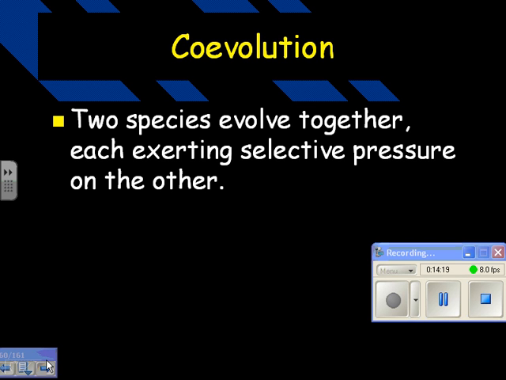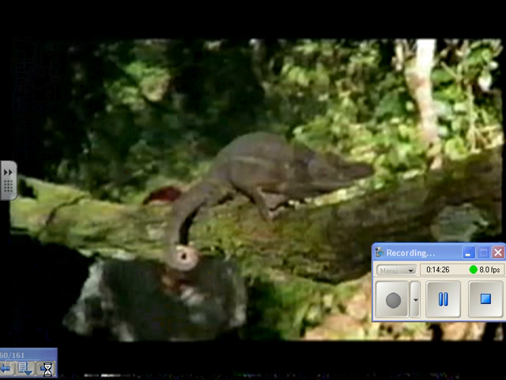Lastly, this doesn't really fit here, but I only have 2 minutes of this to do, so coevolution. That's when two species evolve together, each exerting a selective pressure on the other.